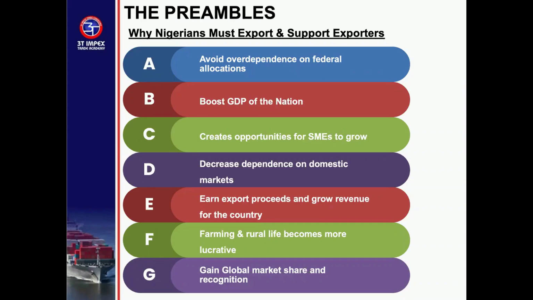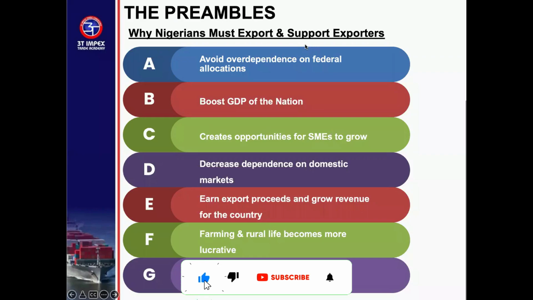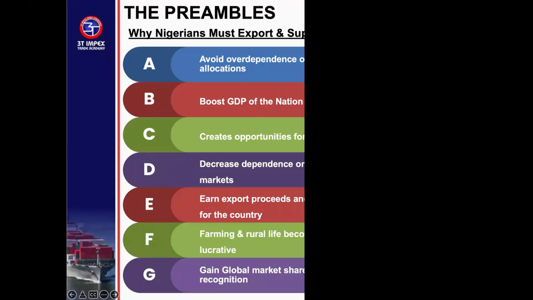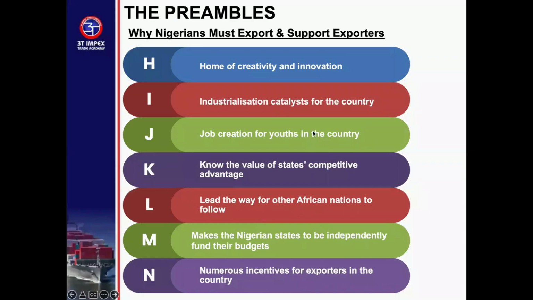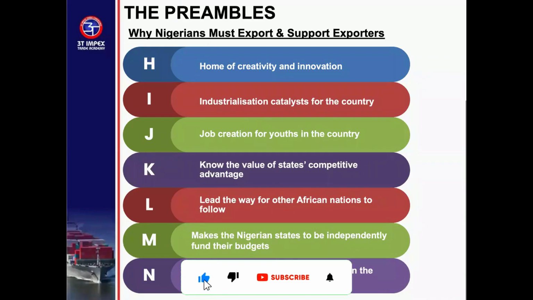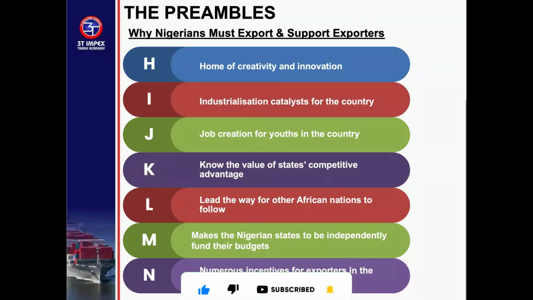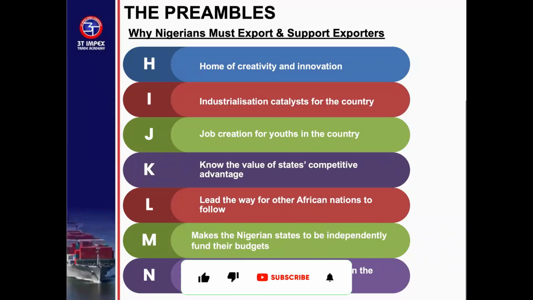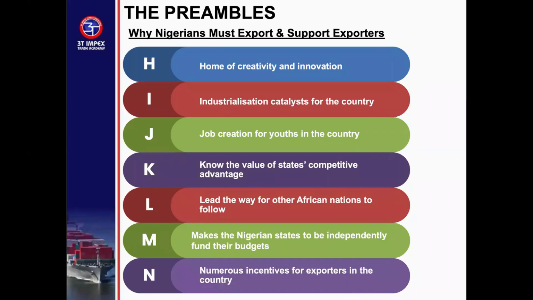Farming and rural life can become more lucrative because of high demand for agricultural products. Export can also help to gain global market share and recognition. Export can make a nation become a home of creativity and innovation, because you get creative due to demand in the export market for creativity. Export can make a country become industrialized, so it's an industrial catalyst for the country because of value addition.